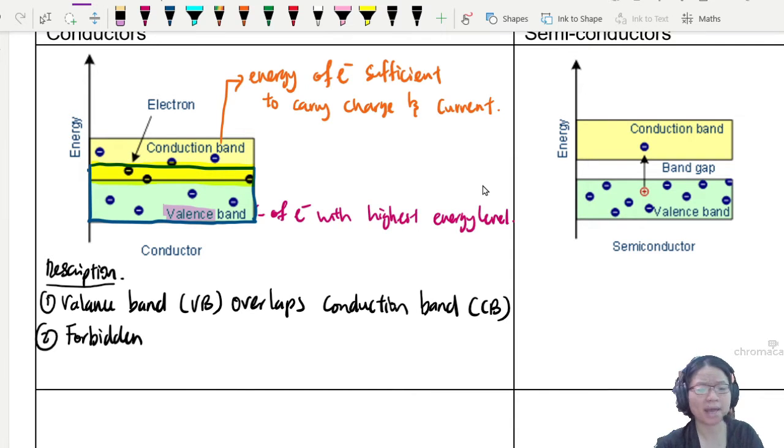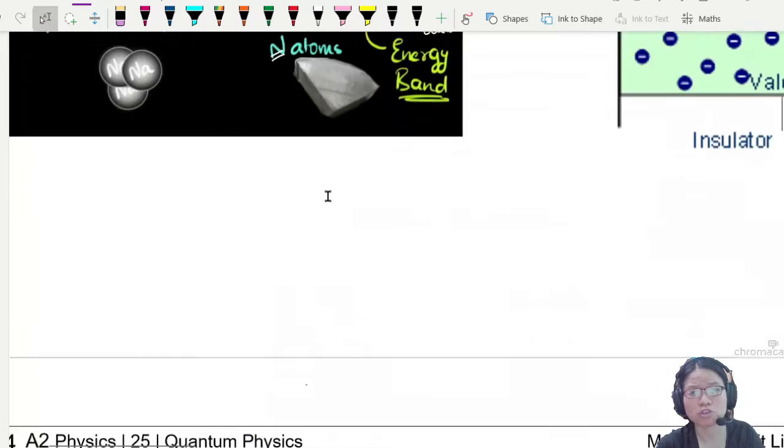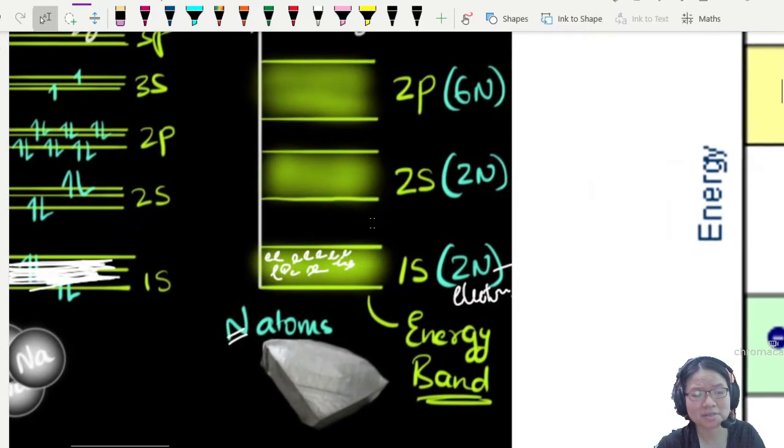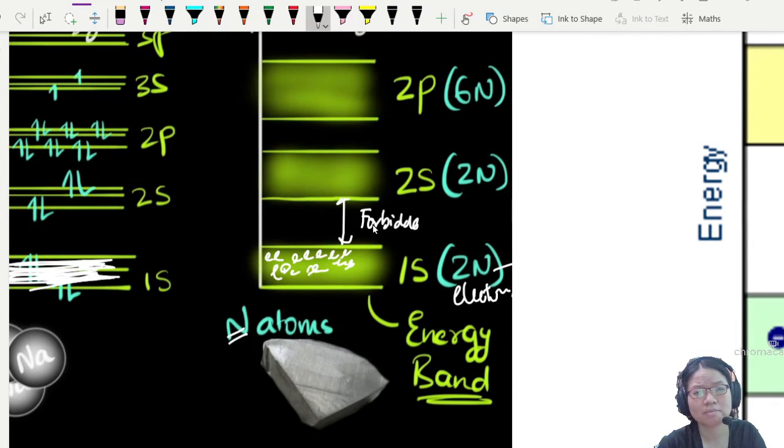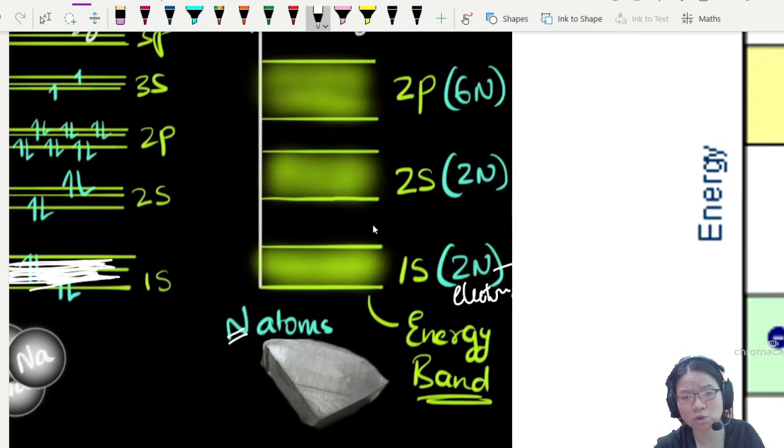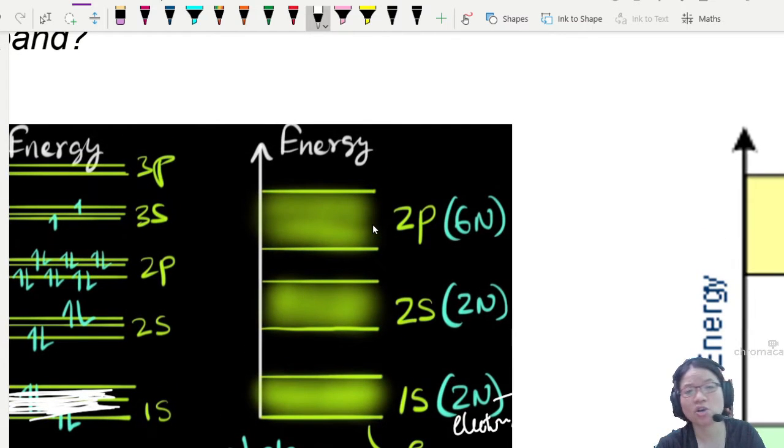Miss, what is a forbidden band? Okay, let's go back to the original band diagram. In this case, you see this empty space here where the electron cannot pass. Here is forbidden. But what we are drawing right now is not the 1s. No one cares about very close to the nucleus. Let's say your atom stops here. We care about here. So if this is the atom that you're talking about, here is your valence band. An electron at the highest energy level.